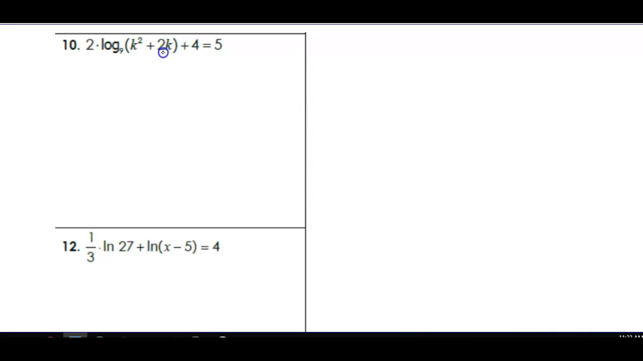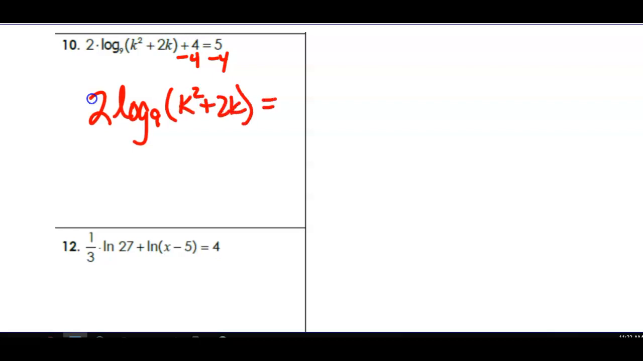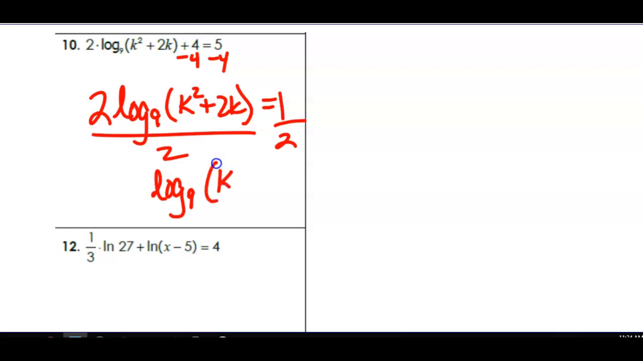A couple more evens here. This one, the 2 would go up here. Oh, that's horrible. No, let's not do that. That would be icky. Let's isolate. Okay, read the directions, Hofbauer. So I'm going to subtract 4 from both sides. Then I'm going to divide both sides by 2. And I'm going to have the log base 9 of k squared plus 2k equals 1/2. Then I'm going to rewrite or exponentiate.